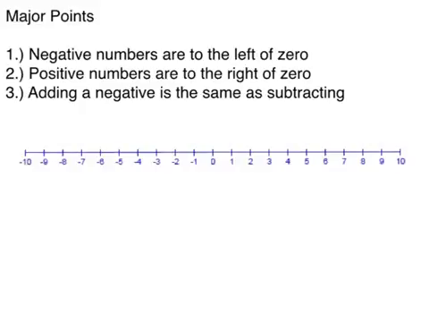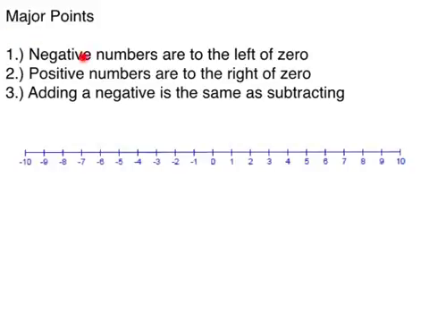Hey guys, so yesterday we worked on additive inverse, meaning two opposites that come to zero. Like if I have -5 and I add 5, I'm going to end up with 0. Today we're going to talk about adding negative and positive integers. And there are a couple of major points that I want to talk about.